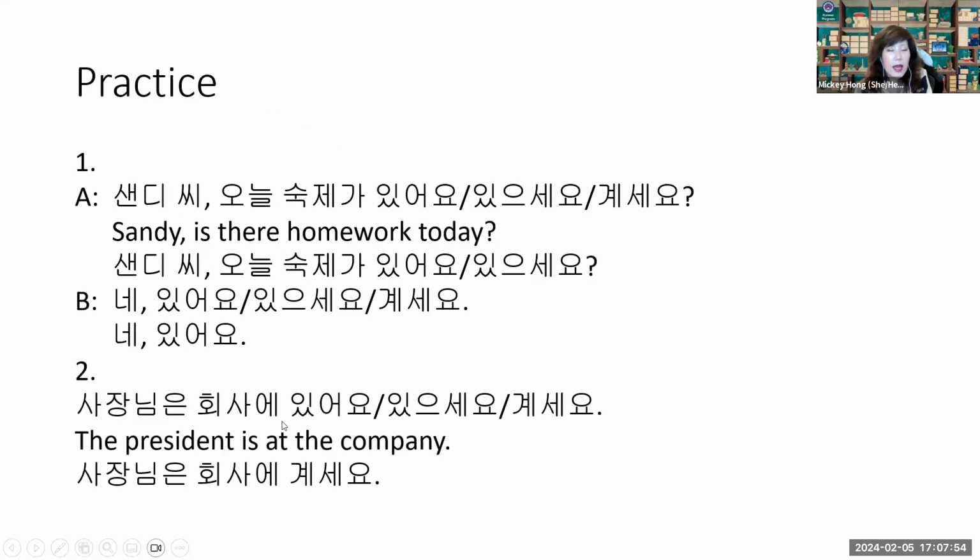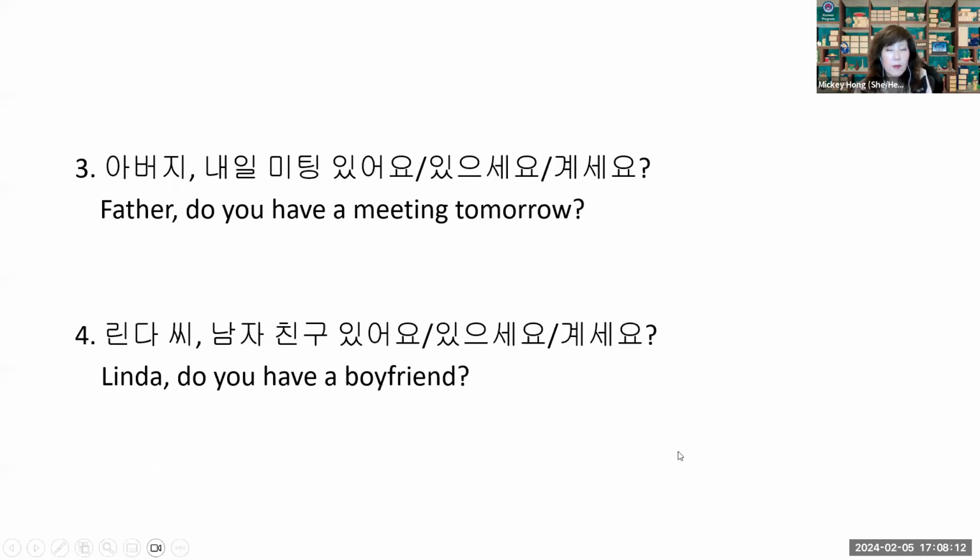사장님은 회사에, which one of these three would it be? Can only be 계세요, because 있어요 or 있으세요 is for possessions, and you are talking about the president of the company, president being at the company, okay? Talking about a person existing, being located somewhere would be 계세요 for the elders.